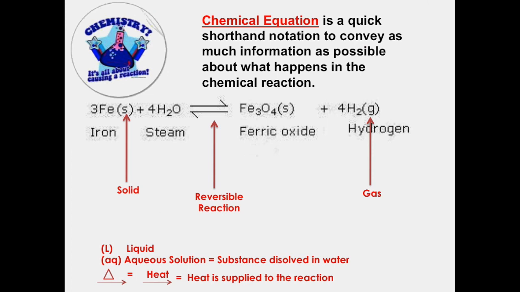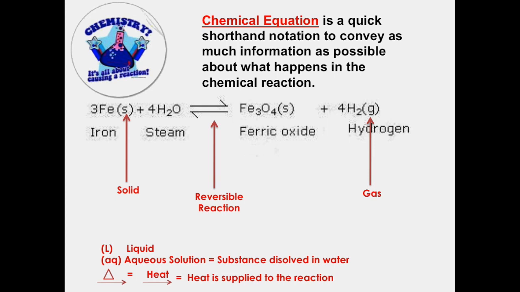Now, chemical equation. A chemical equation is a quick, shortened notation to convey as much information as possible about what happens in the chemical reaction. In here, the example is we have iron, and we combine it with steam, and that produces ferric oxide and hydrogen. As we can see, the reaction is called reversible.